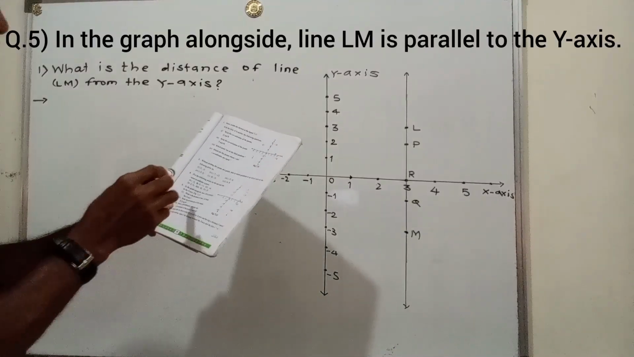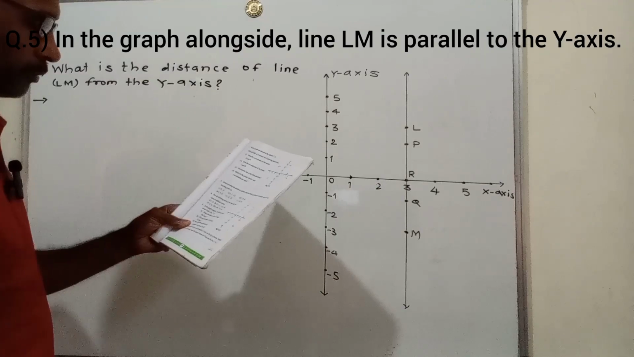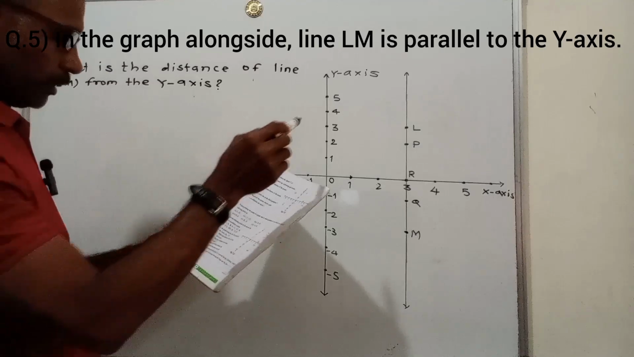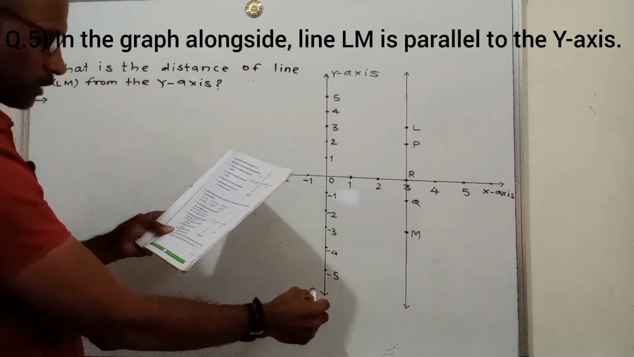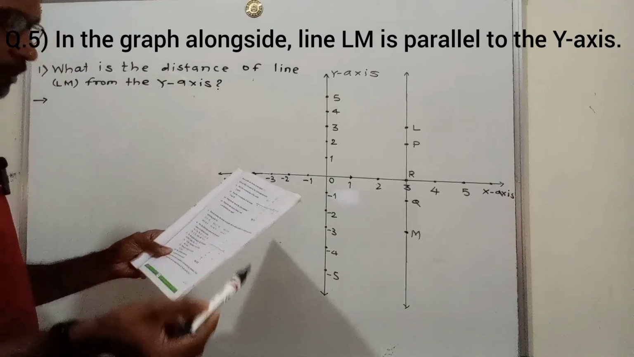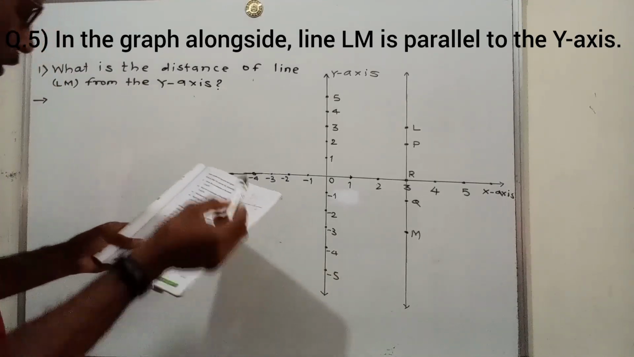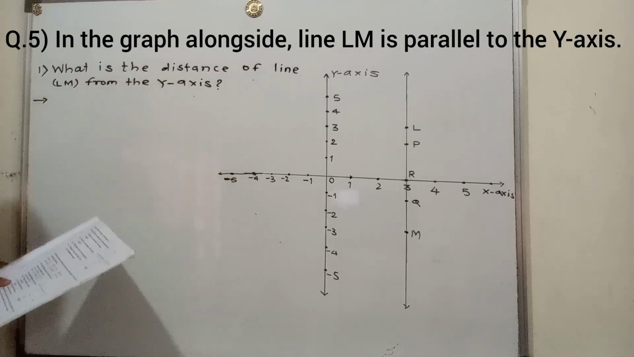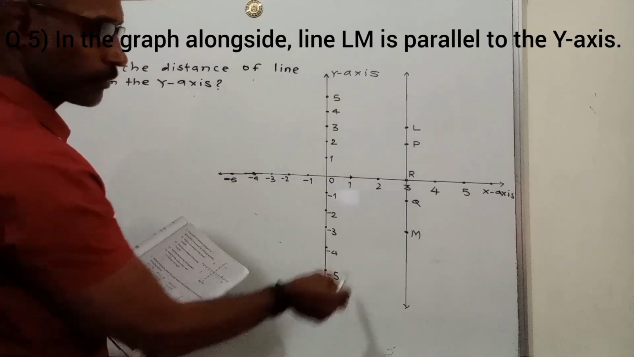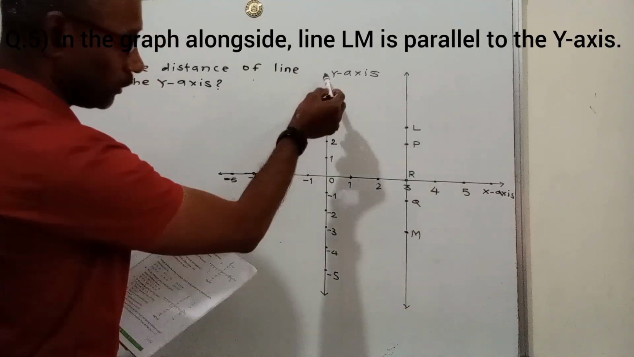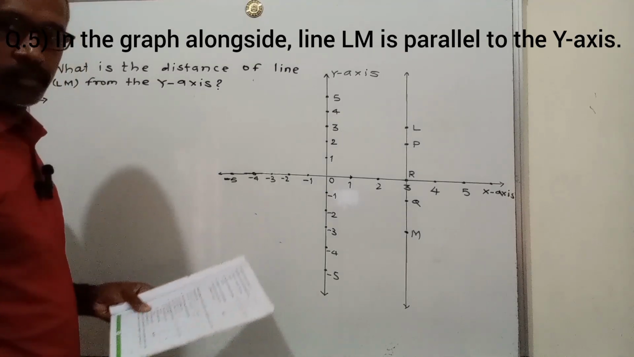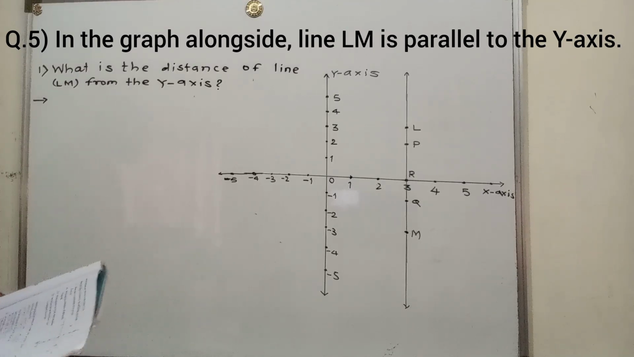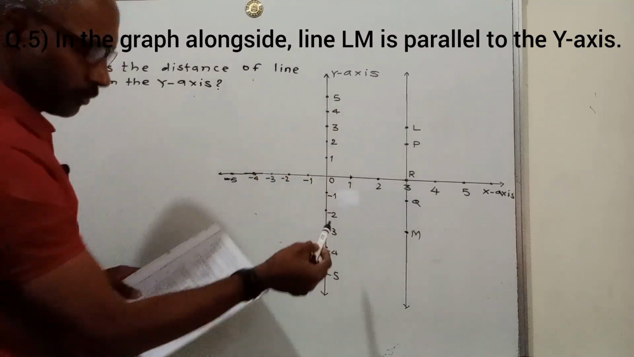Question number 5. In the graph alongside, line LM is parallel to y-axis. Then there are some questions. Question number 1. What is the distance of line LM from the y-axis? This is the y-axis and this is line LM parallel to y-axis. Then what is the distance?